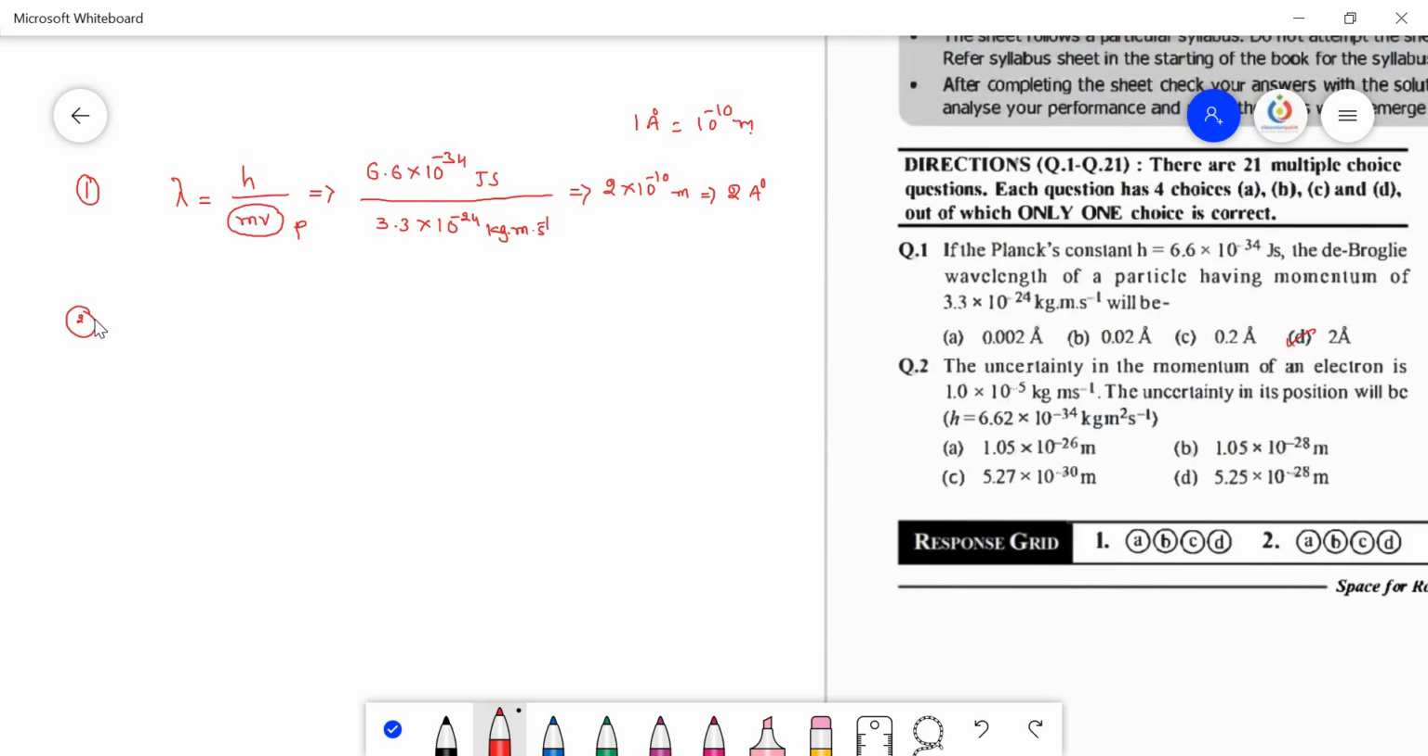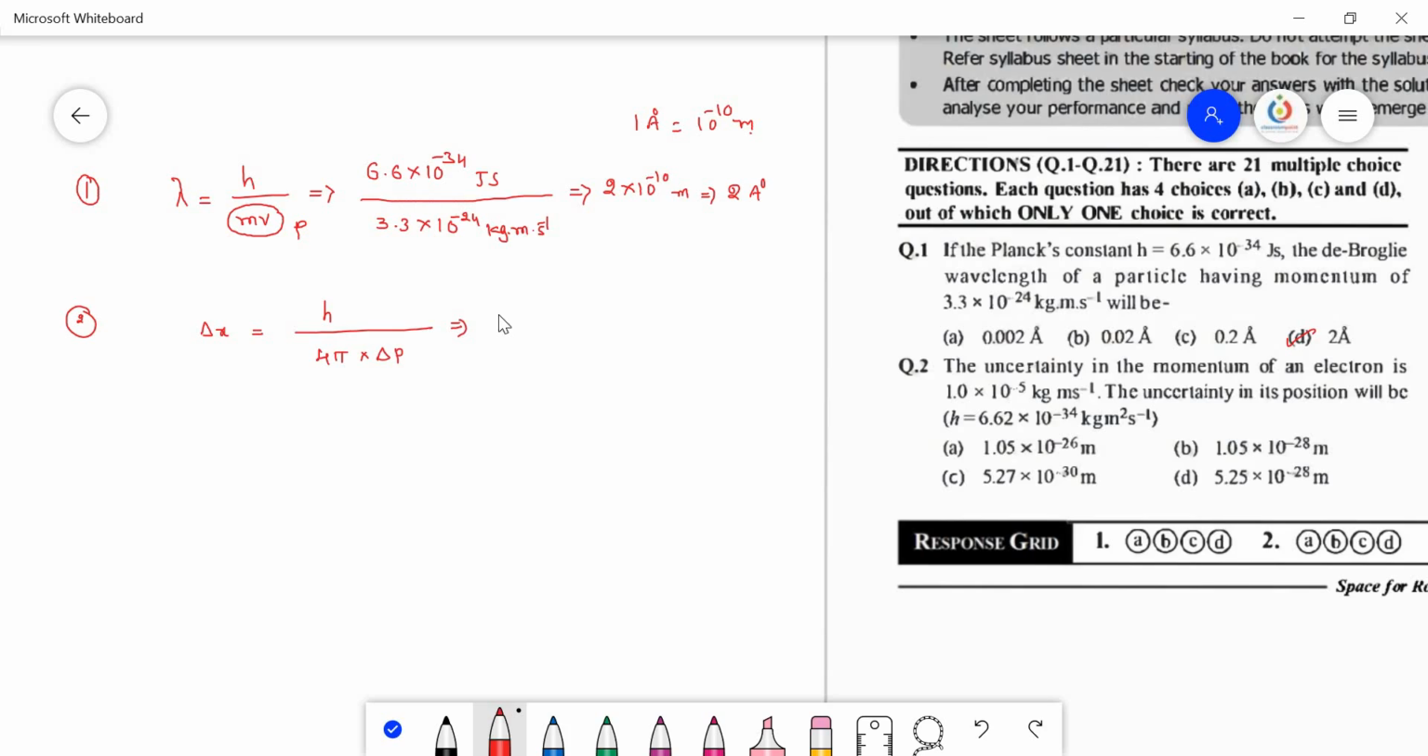Let's solve question number 2. The uncertainty in the momentum of an electron is 1.0 into 10 power minus 5 kg meter per second. The uncertainty in its position will be, Planck's constant value is given. So this is according to Heisenberg's uncertainty principle. Delta x equals h divided by 4 pi into delta p.